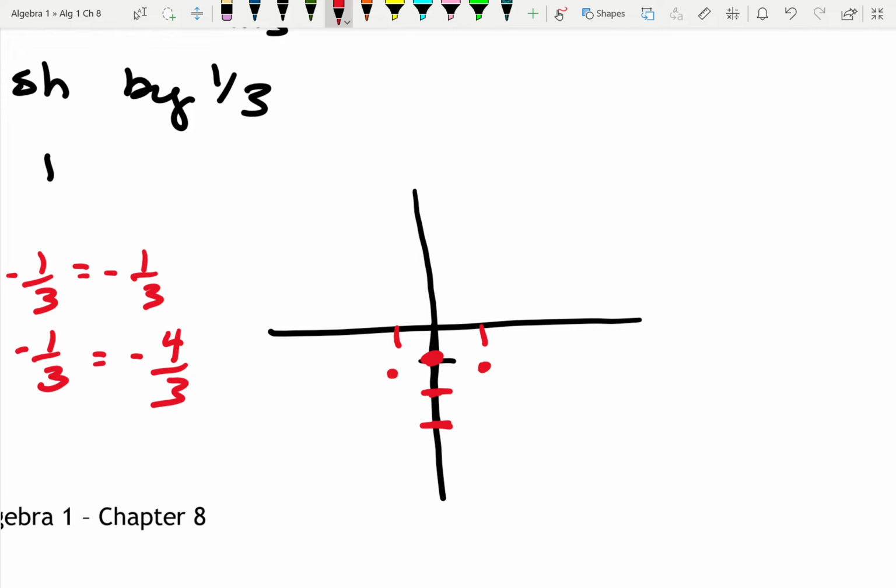Now that doesn't look perfect on our graph, but it's really hard to get to 1/3, so we would just want to do something that's close. And then -4/3, that's -1 and 1/3. So I'm going to go down 1 spot and then a little bit more, and it's going to look something like this. And there's going to be our graph there.